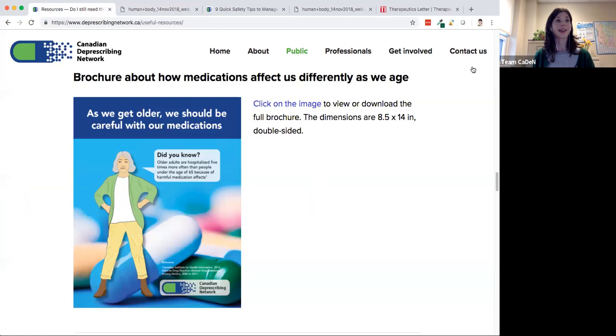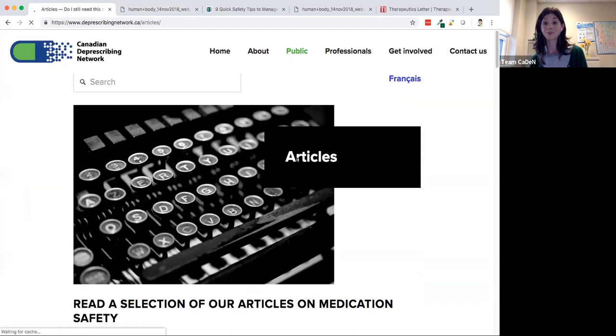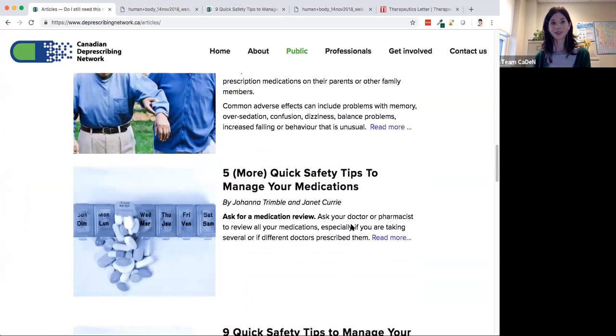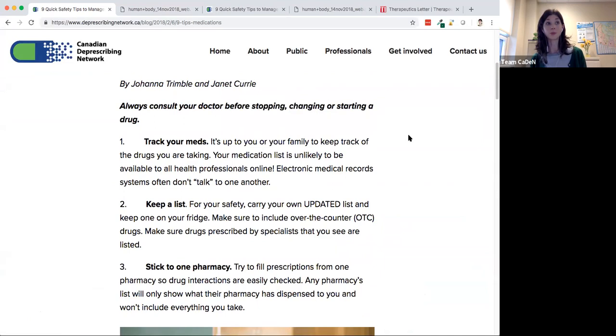And I'd also like to show you an article that was written by Johanna Trimble, as well as Janet Curry. It is 9 quick safety tips to manage your medications, and that's available on our articles page. If you're looking for some concrete tips to help you or a family member manage your medications, it's written really clearly and I think can be very helpful.